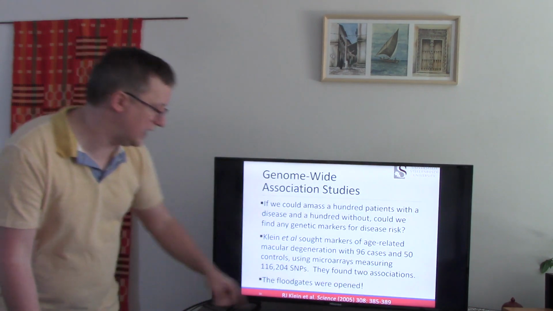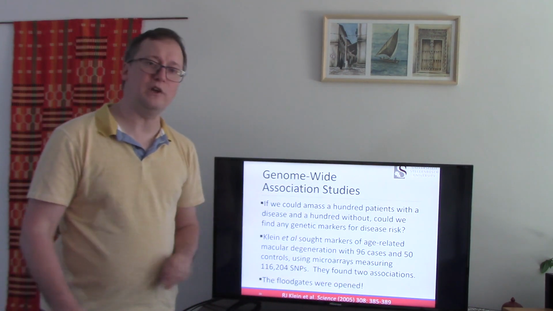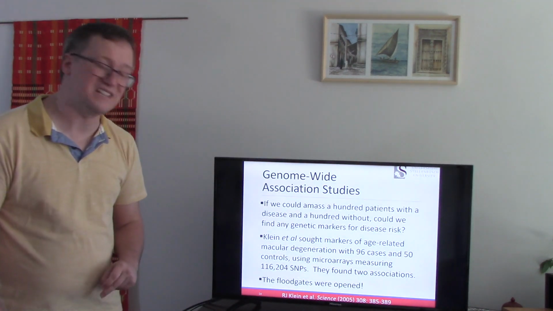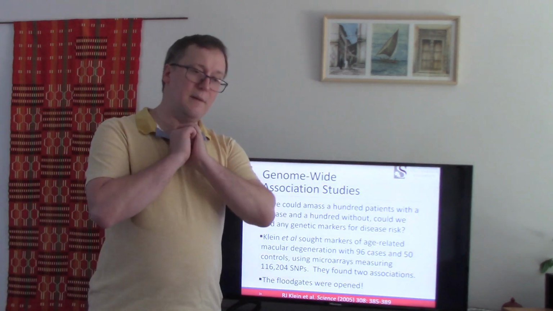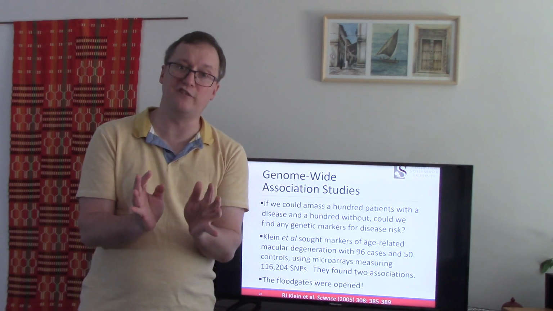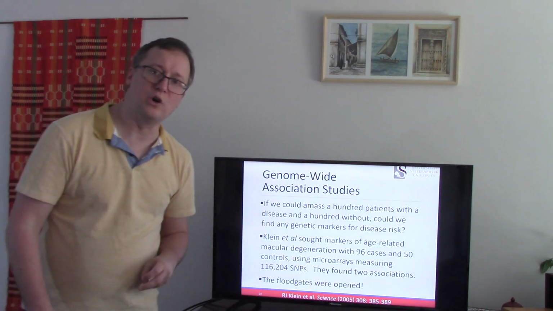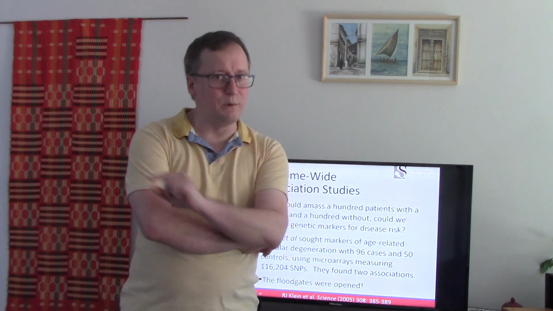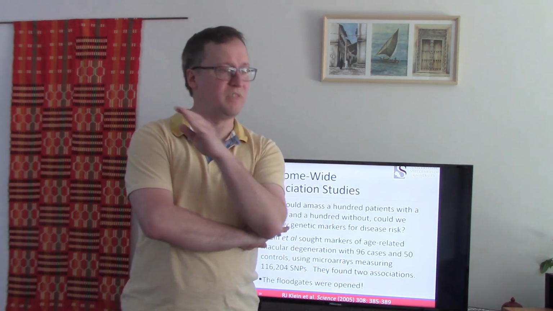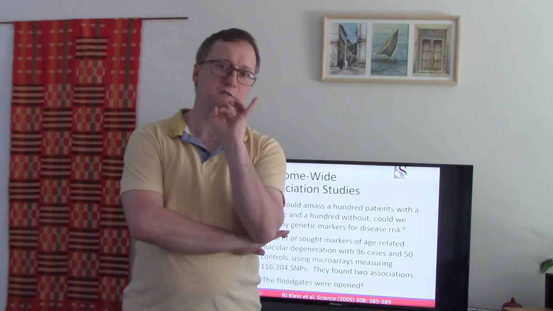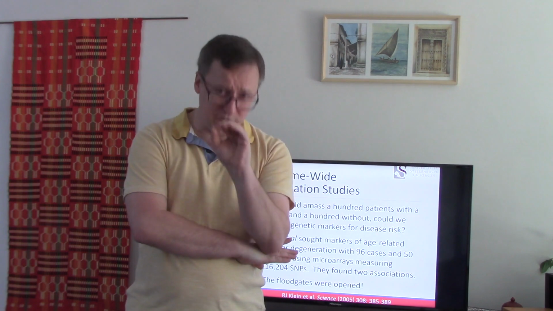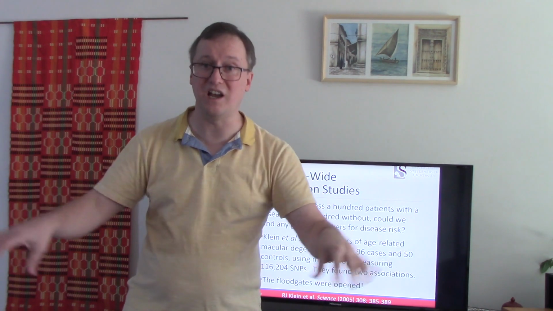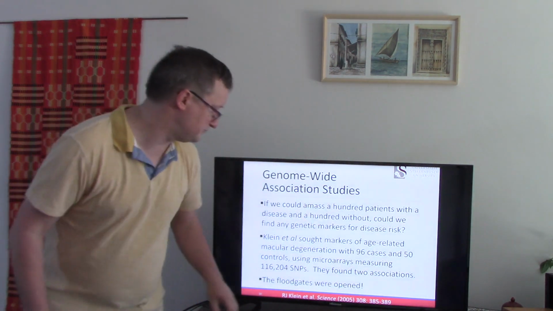So I would note that Klein et al. back in 2005 were looking for age-related macular degeneration markers. They had 96 cases and 50 controls. In this case, they were using a relatively old kind of microarray that could measure 116,000 SNPs. So I would note they're not using sequencing. They're not using exome sequencing. They're not doing whole genome shotgun. They're just monitoring the genome at these 116,000 locations. They're not getting any information about places outside those 116,000 locations.